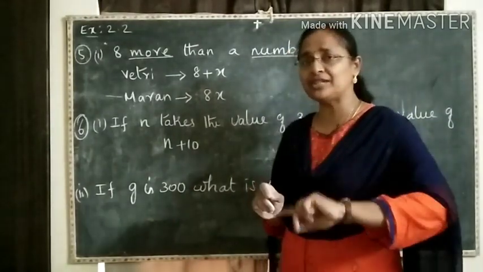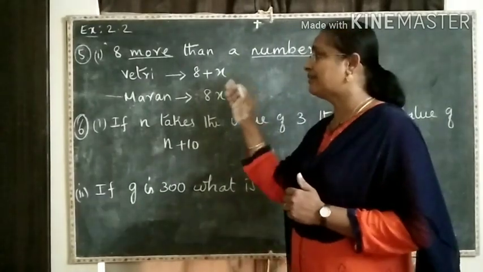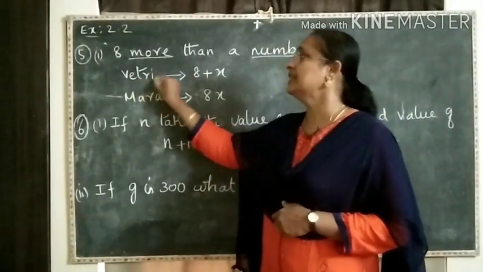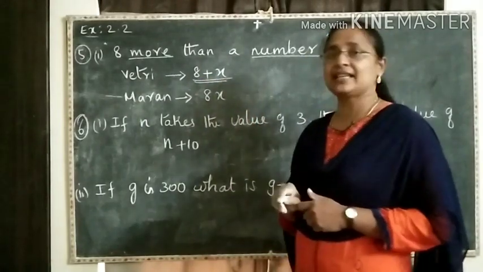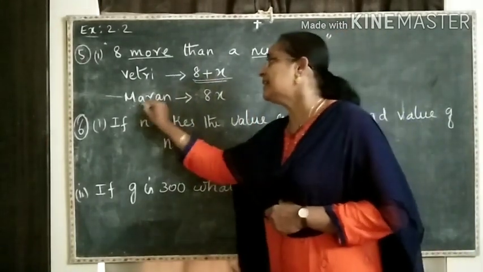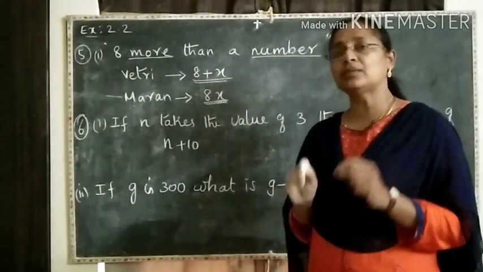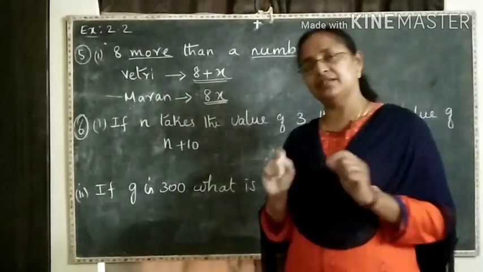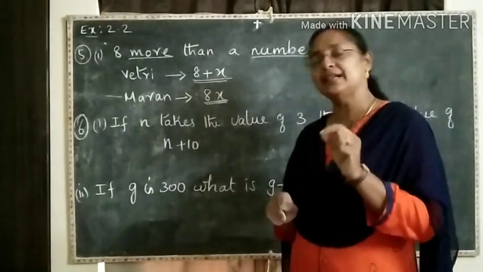Now the student Vetri is giving an answer and Maran is giving an answer. Vetri has written the algebraic expression as 8 plus x, and Maran has written the answer as 8 into x. Okay, now they are asking whose answer is right. Either Vetri's answer is right or Maran's answer is right.